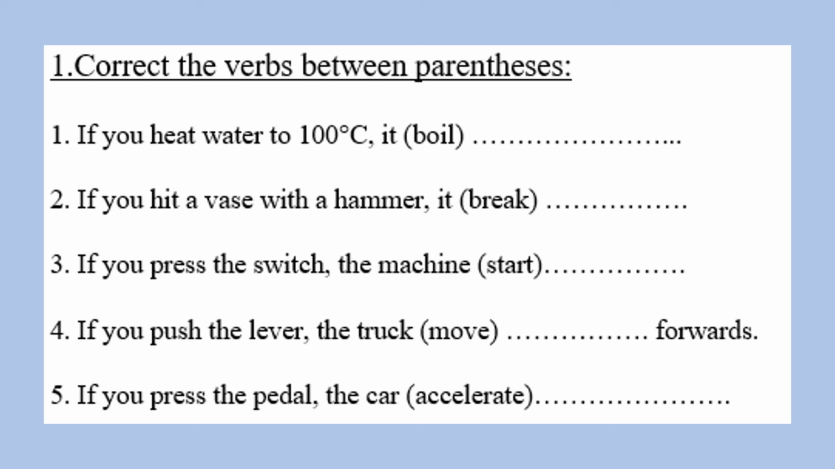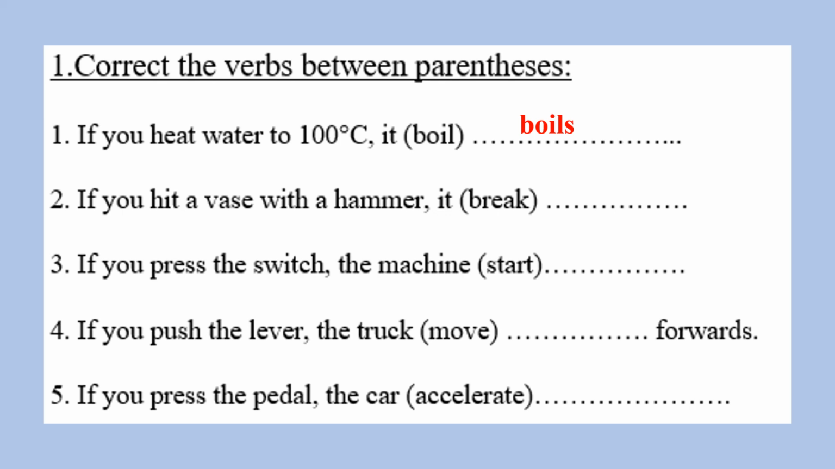So we put a comma, we start another sentence. It boil. The other sentence, the second half, should be in the present simple. And in the present simple, either we leave the verb as it is, so it becomes boil, or we add an S, ES, or IES, so it becomes boils. Because here in this sentence we have the word it, so the correct answer is boils. If you heat water to 100 degrees Celsius, it boils. We added an S because it is singular.